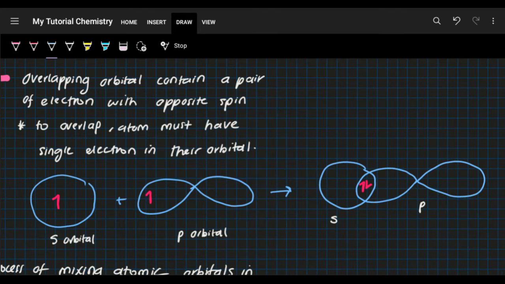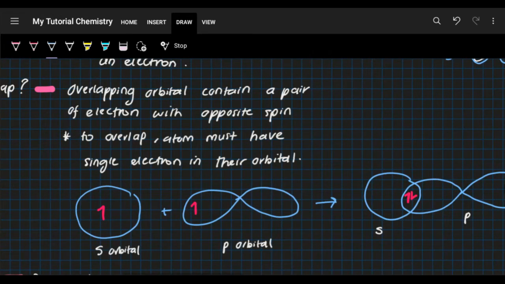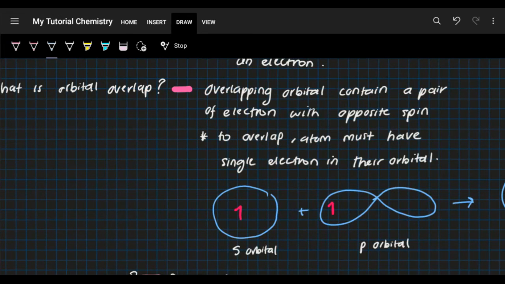But before that, only an orbital that has a single electron can overlap with an orbital from another atom. If the orbital has a pair of electrons, for example helium, helium has 1s2. It has a pair of electrons, so helium cannot overlap its orbital with another orbital. That is why helium, group 18, is more stable, because helium already has a pair of electrons.